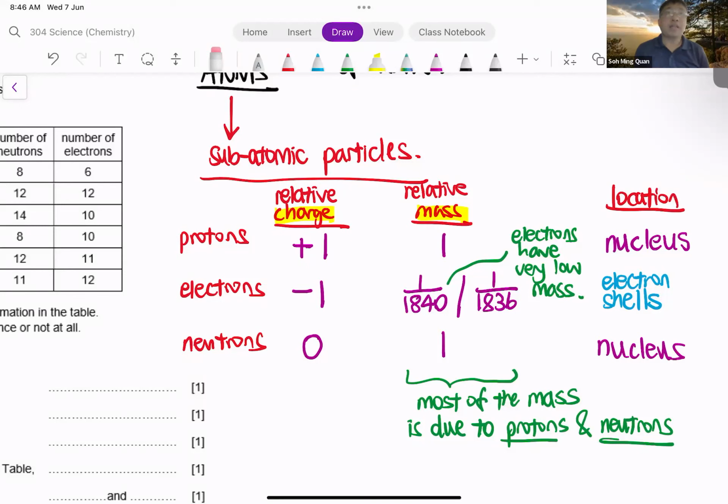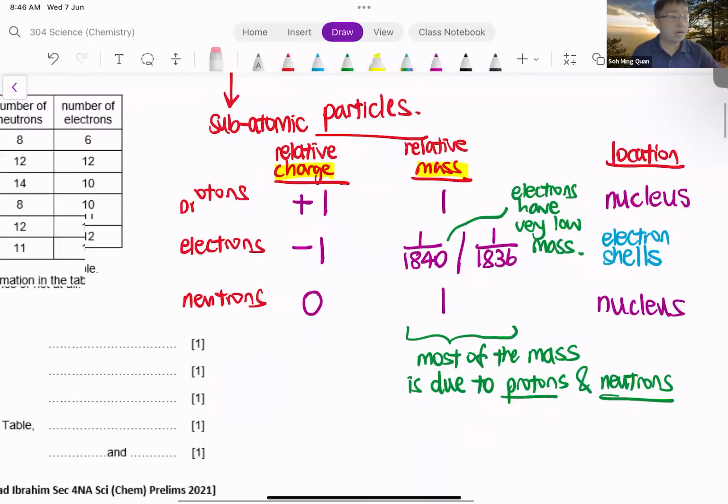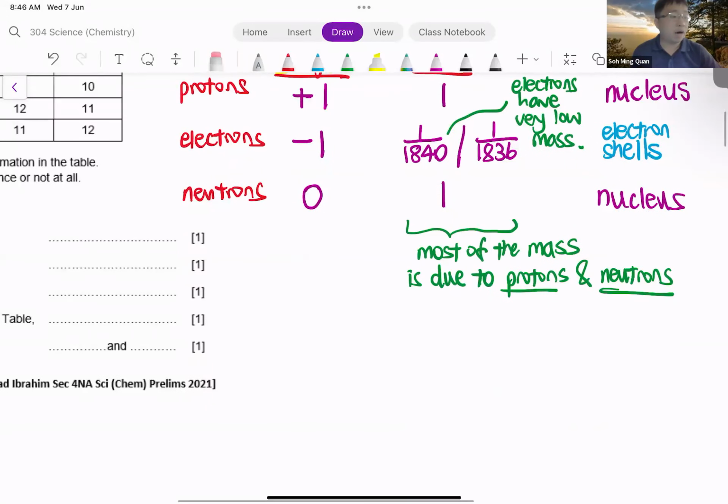Okay, so at this juncture, we already know what proton, electron, and neutron are. We know that they're different. They're not the same thing, right? They differ in terms of their relative charge, relative mass, as well as their location. Where are they found? The next step, of course, is how can we count how many protons, electrons, neutrons there are? So this one, I think you are already familiar with it.